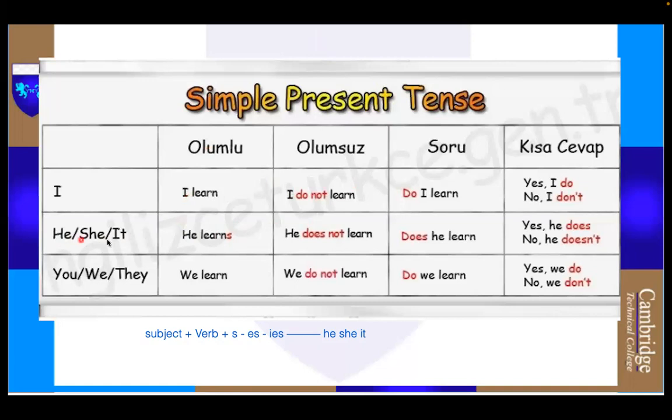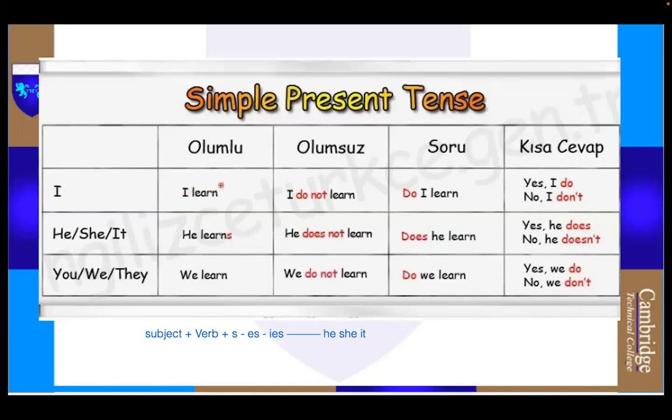Okay. So he, she, it. We add the s. Same rule. So subject plus verb plus s, es, or ies. When? If we have he, she, it. With the others I don't put s. With the other subjects I don't put s. For example, with I, I put the verb as it is.